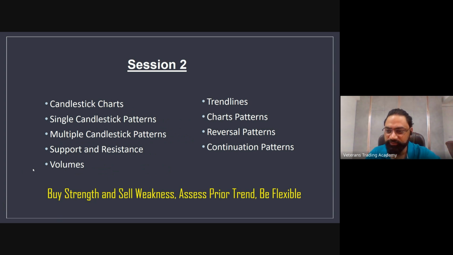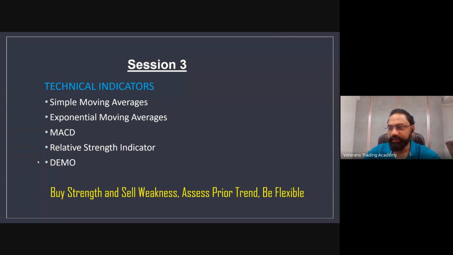We re-emphasized the importance of volume and technical patterns. Then we went to trend lines, and how trend lines act as support and resistance. Thereafter, we learned the very important part of chart patterns, reversal and continuation patterns, and how to use them with a better risk reward ratio. In the last session, we learned about simple moving averages and exponential moving averages, how they act as resistance and support, and how to use them for technical setups.